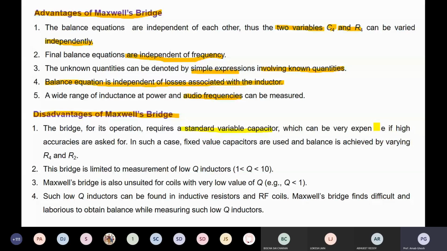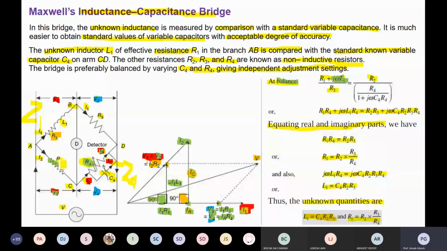If high accuracies are asked for, in such a case fixed value capacitors are used, and the balance is achieved by varying R4 and R2. As C4 is very expensive, in the modified version they make C4 fixed, so there will be no varying of C4, but R4 and R2 should both be variable. Both will be standard.